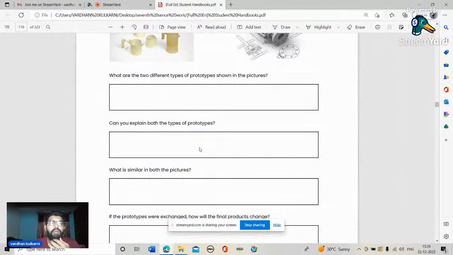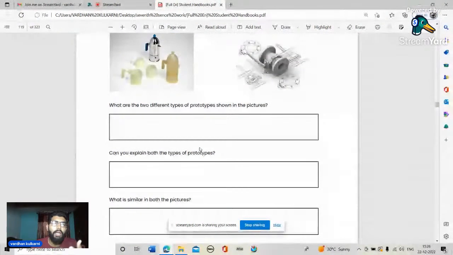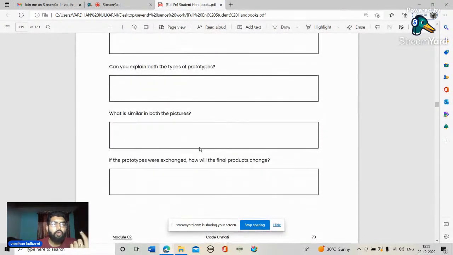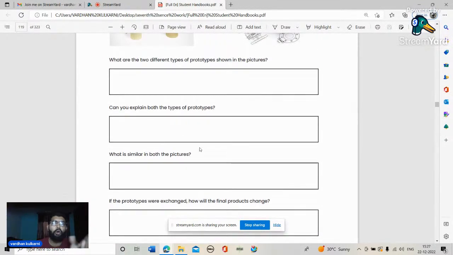Again, what is common in both? Both are in a development stage. In a paper prototype, you are just demonstrating what needs to be developed and how it can be developed, showing all the different angles. In this model, it shows each and every part of the model. So where it can be changed, where not to be changed, or whether anything else can be added to this. If the prototypes were exchanged, how will the final products change? What if the products are changed?